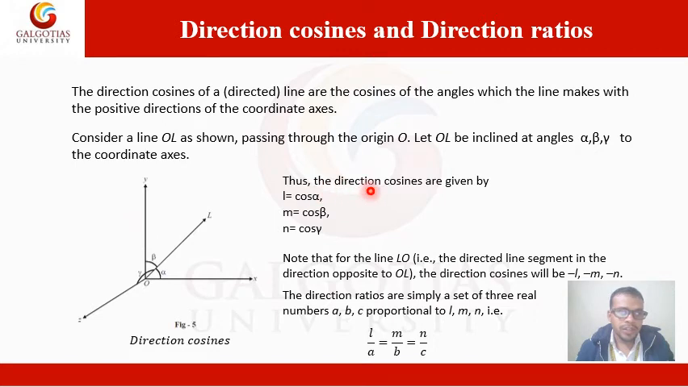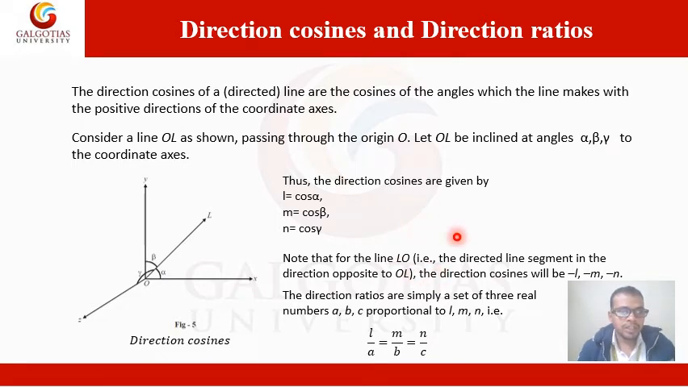Thus the direction cosines are given by L equals cos alpha, M equals cos beta and N equals cos gamma. These cosines of the angles made with their respective axes are known as direction cosines. Note that for the line LO, or OL, the direction cosines will be minus L, minus M and minus N. That means the vectors LO and OL are completely reversed to each other.